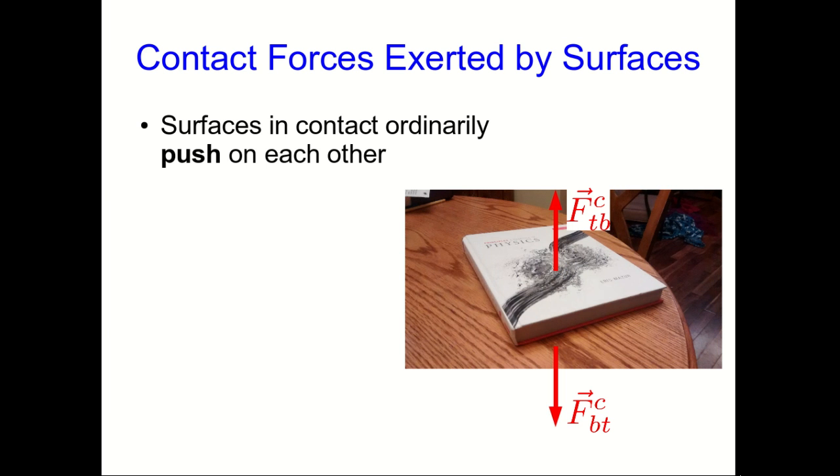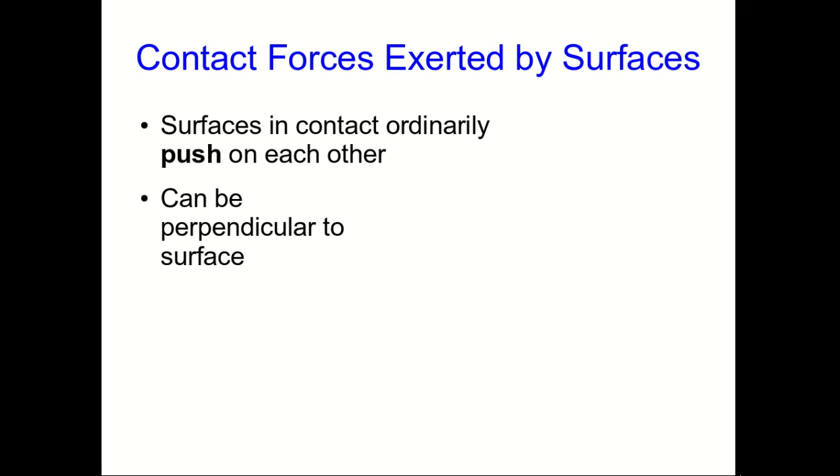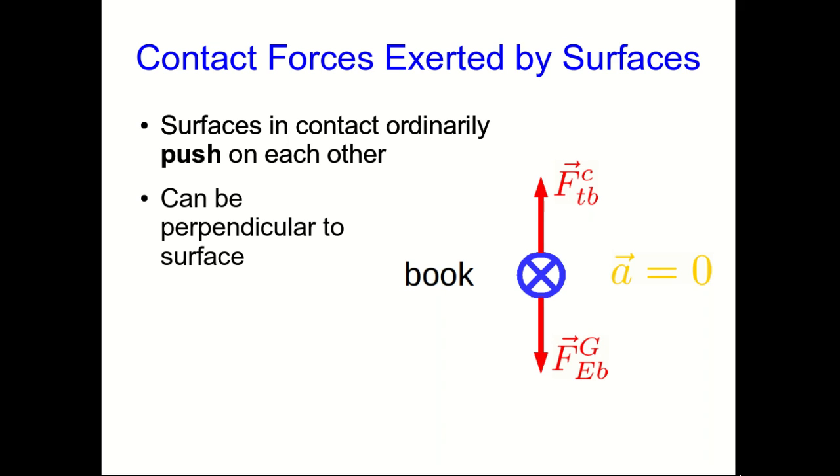So here's a book on a table, and the table pushes up on the book, and the book pushes down on the table. If I try to get the table to support the book by pulling, like by taking the book and putting it on the bottom surface of the table, it won't do a very good job of supporting the book, will it? These forces can be perpendicular to the surface. It is in this case, but how do we know?